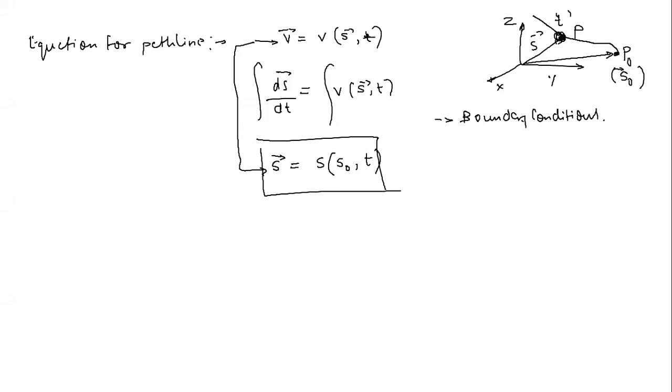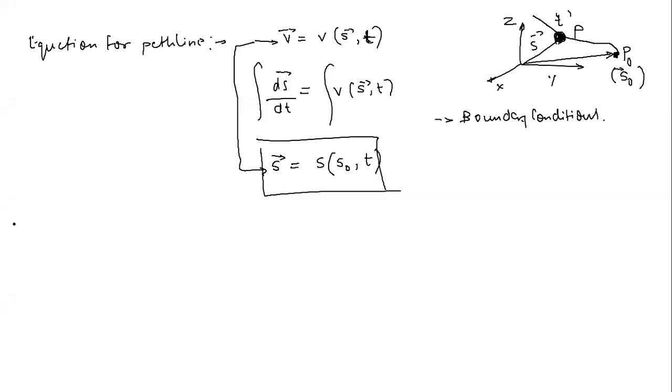So I am taking the velocity vector v as a function of s vector, comma, t, according to what? According to the Eulerian approach. But ultimately, when I am going to integrate it, this s vector is going to be dependent upon this s naught vector, the identity of the fluid particle. So that is the simple equation for the path line.